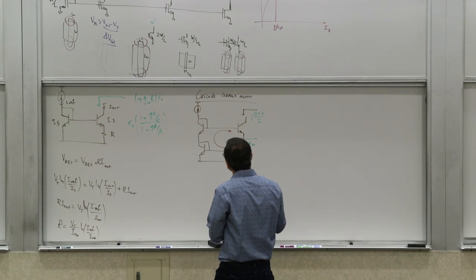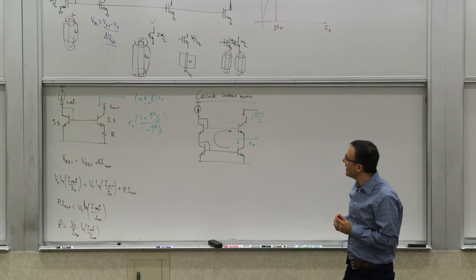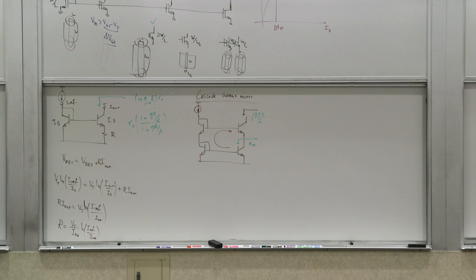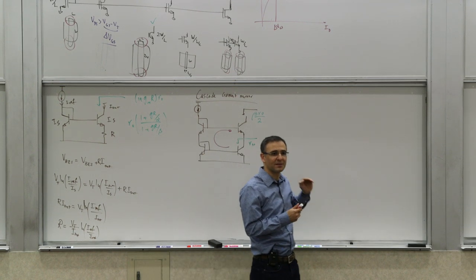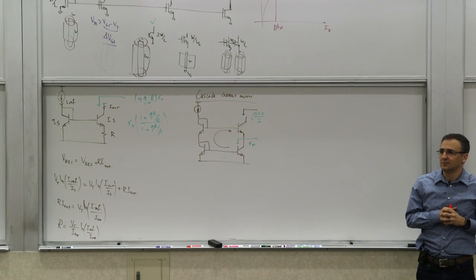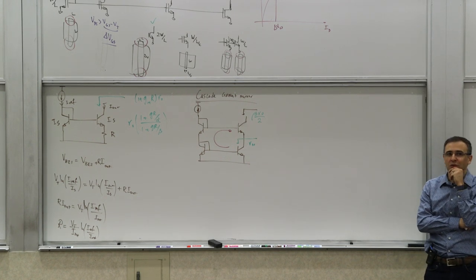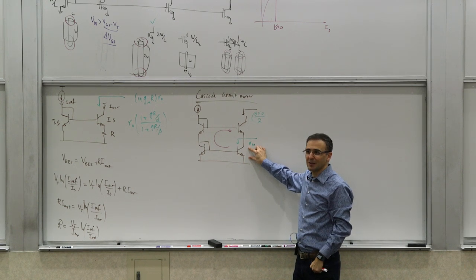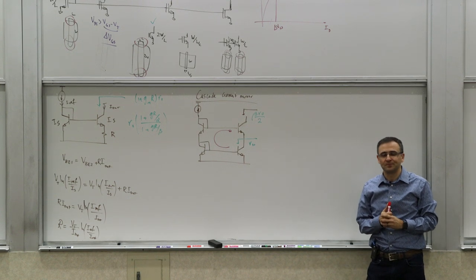Perhaps an even more important question about this is: what is the headroom? How low can the output voltage go on something like this? Any thoughts on that? What is the lowest voltage you can go before it stops being a good current source? Say again? 0.4. Okay, so let's see. Your thinking was each one of them requires a VSAT, so 0.2 here, 0.2 here. But is that true? Let's find out.